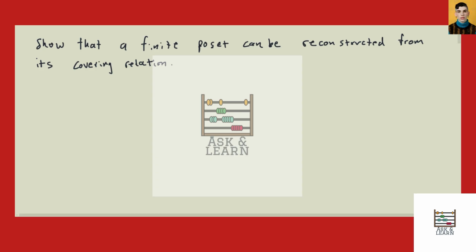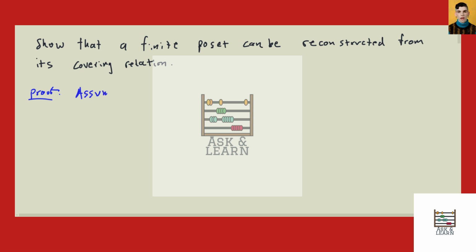They want us to show that a finite poset can be reconstructed from its covering relation. So let's go ahead and start the proof. They give us a hint for this, and they say to show that the poset is the reflexive transitive closure of its covering relation.